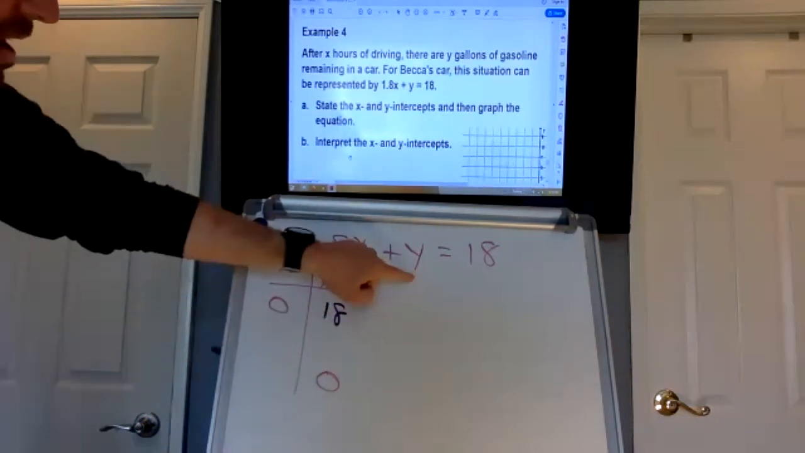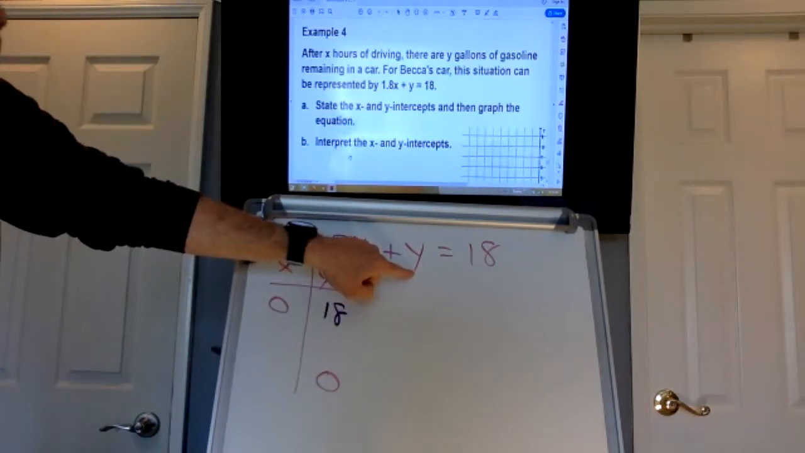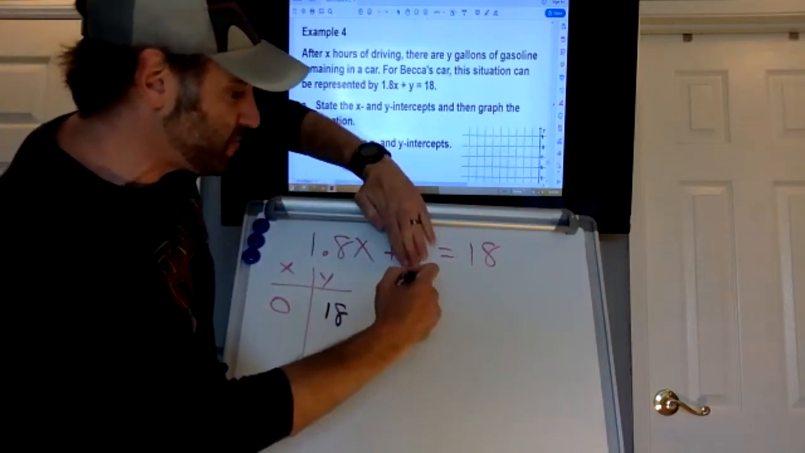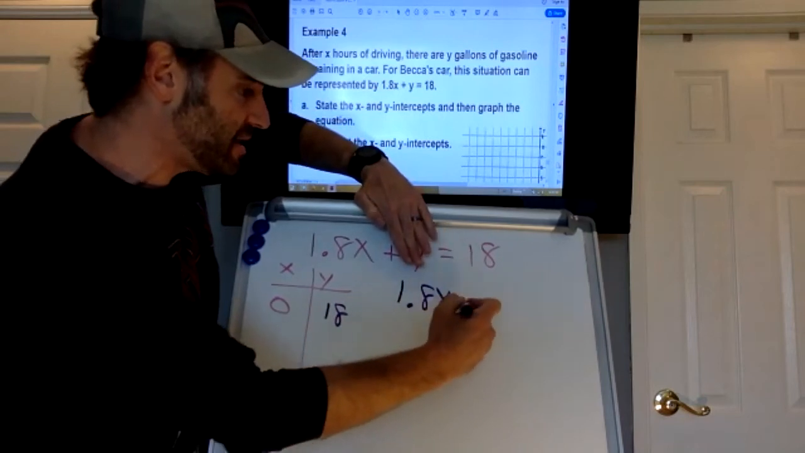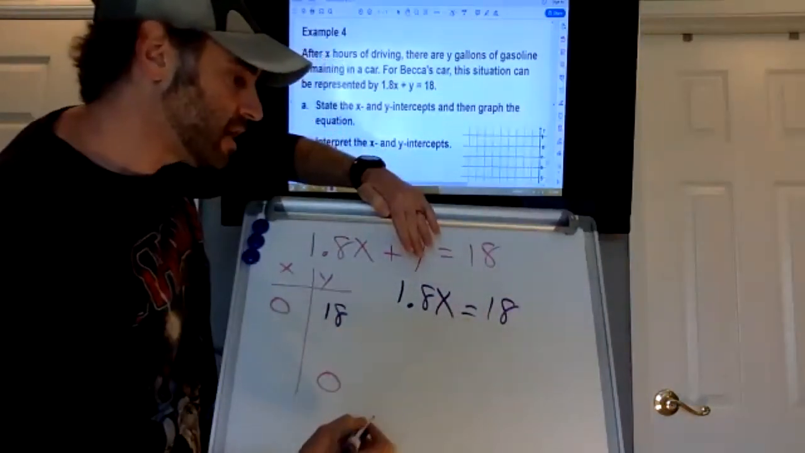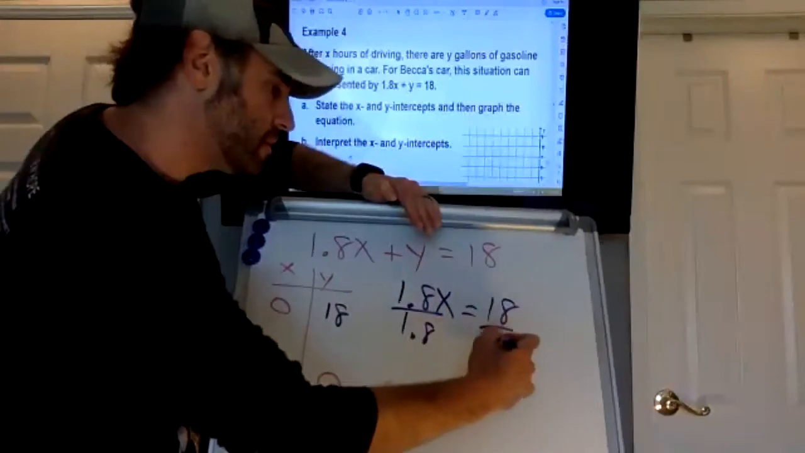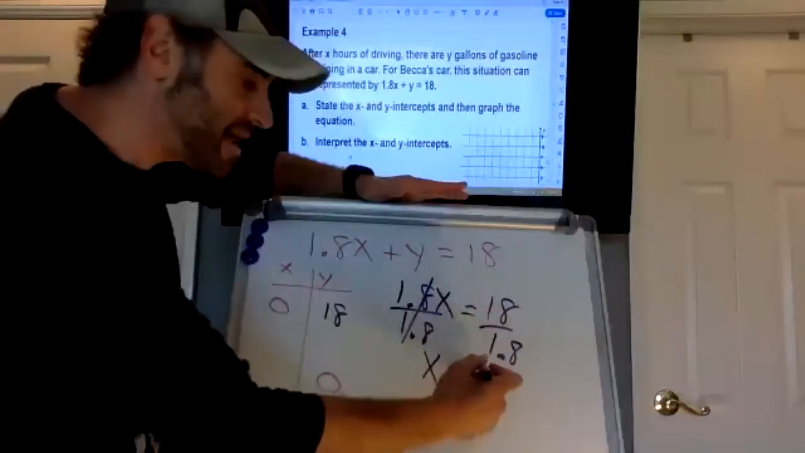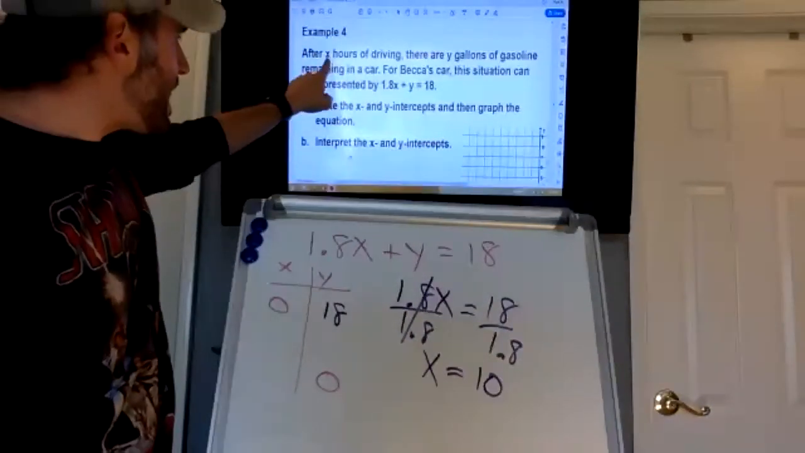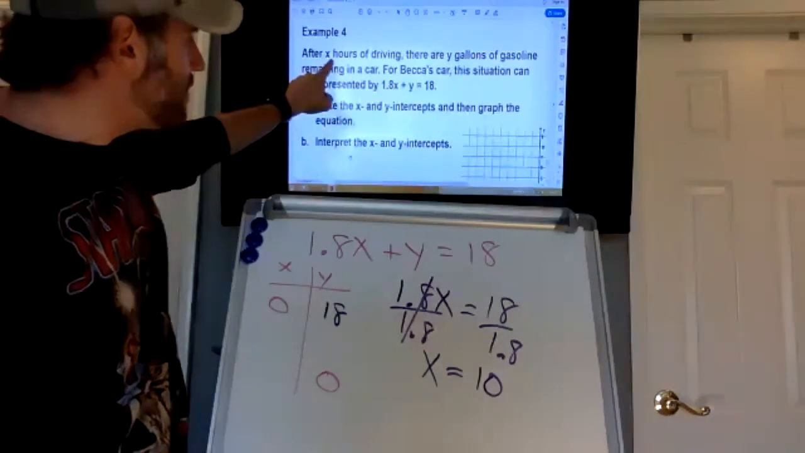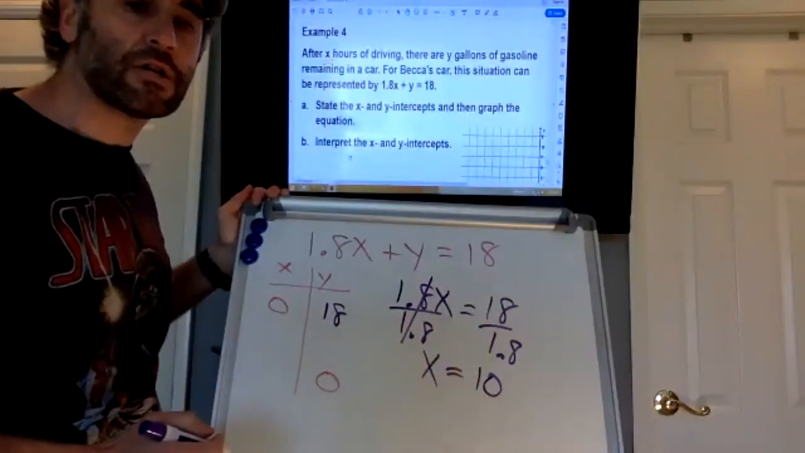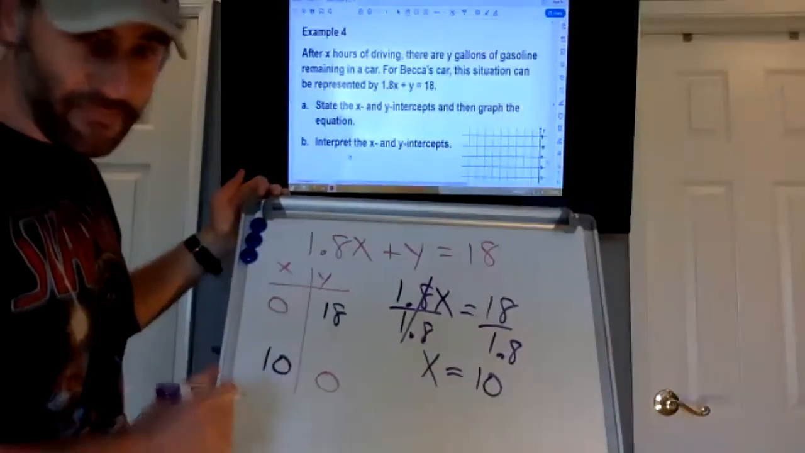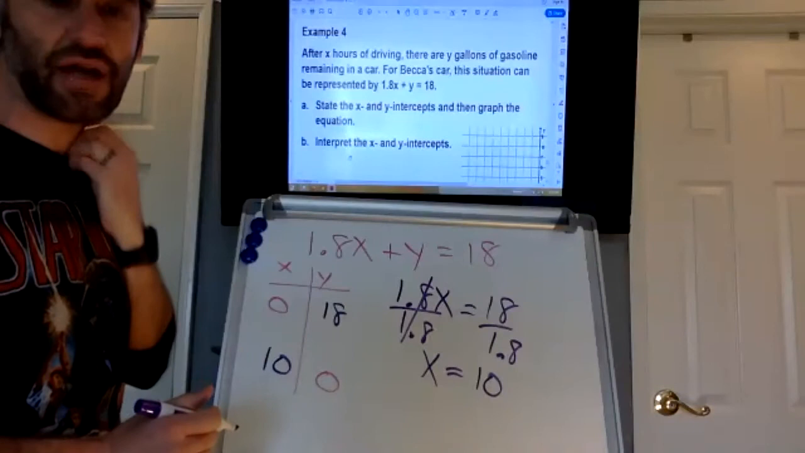So when I run out of gas, the amount of gallons of gas I have in my car is 0, Y is 0, then I'm left with 1.8X equals 18, and I can solve that. Divide by 1.8, and we can kind of do that in our heads. 1.8 goes into 18 exactly 10 times. And X, remember, is hours of driving. That means I can drive 10 hours before I run out of gas. It doesn't mean I'm going to try to do that. It just means that's a range that I'm looking at.